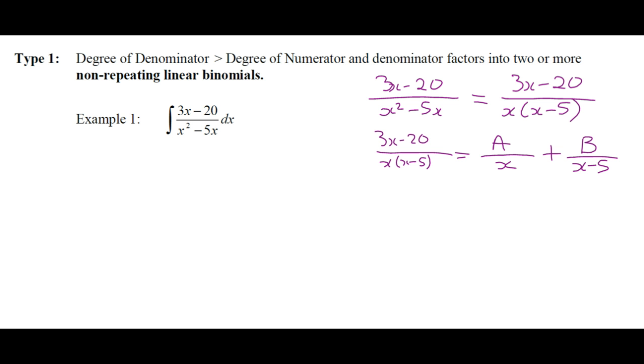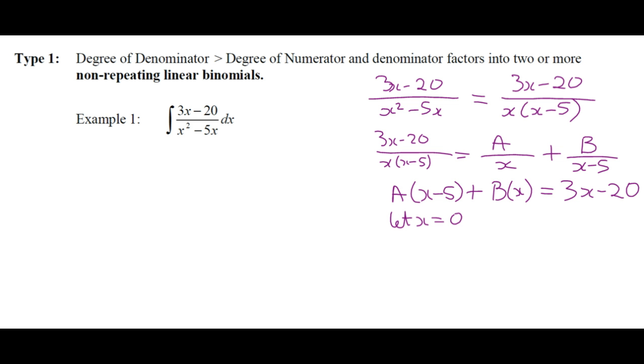Okay, so what do we say? Well, if I'm going to do this, it's going to be a times x minus 5 plus b times x. And that's going to be equal to the numerator, right? Because the denominator is x times x minus 5. So a times this plus b times that is equal to 3x minus 20. Now we could expand it, right? ax minus 5a plus bx, and then say the ax plus bx is going to be 3, and solve a system, right? Or we can let x equal 0.